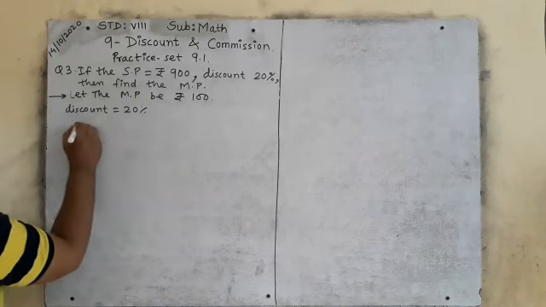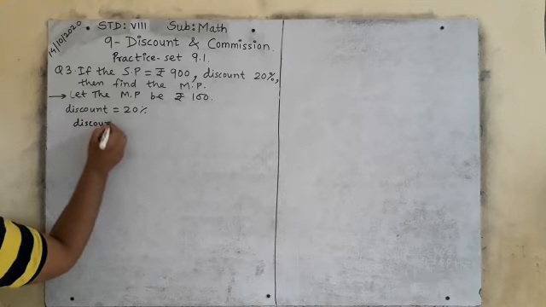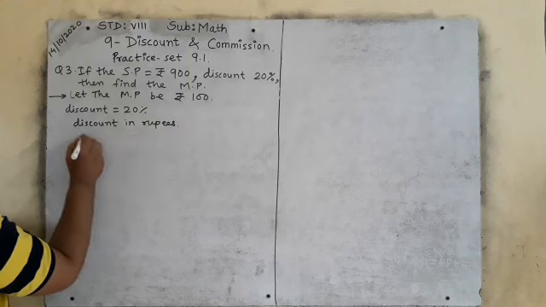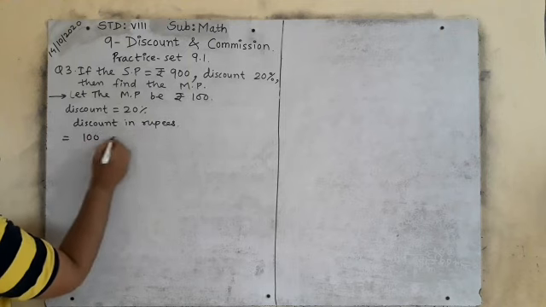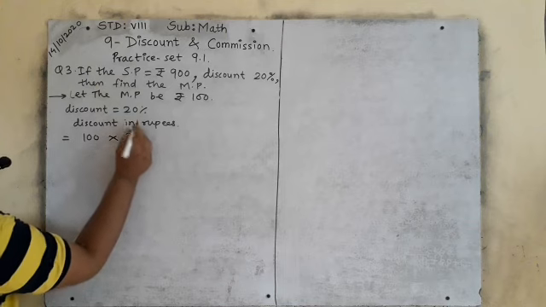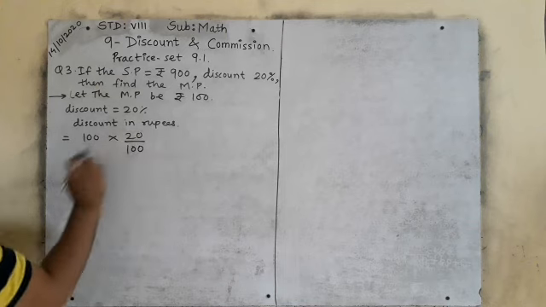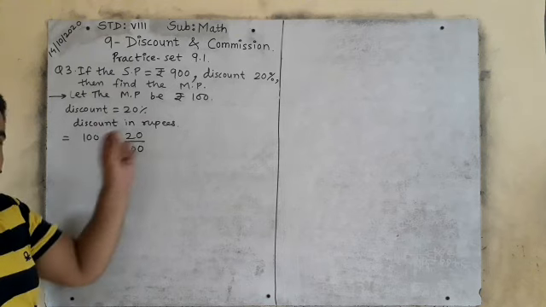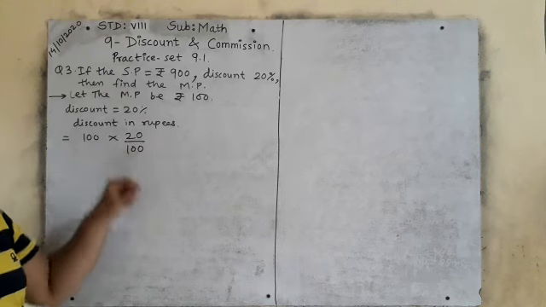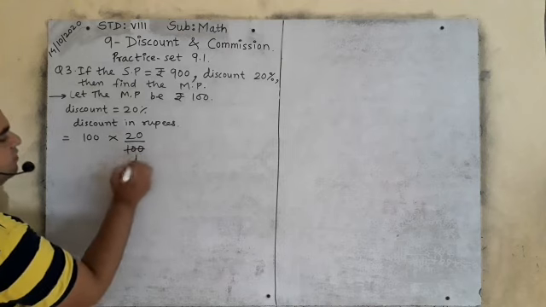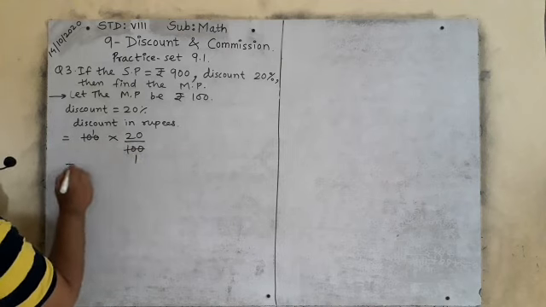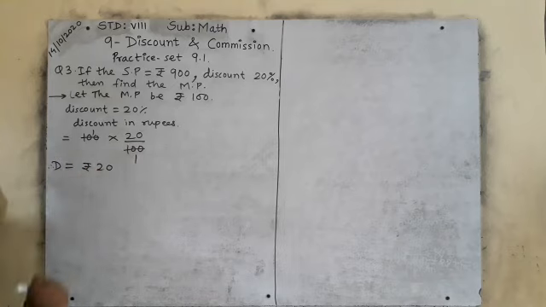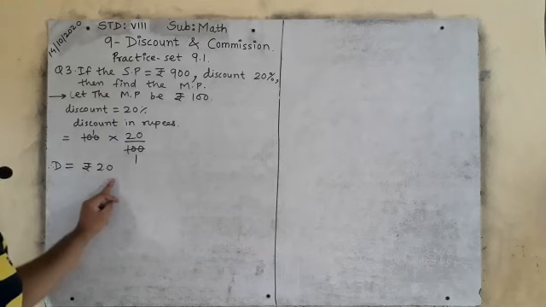So we will write discount in rupees. See, discount in rupees, that is mark price. Mark price is how much? 100 multiplied by discount. 20% means 20 upon 100, right? 30% means 30 upon 100. 40% means 40 upon 100. Now see this 100 ones are 100 cancel. So how much rupees will the discount be? The discount will be 20 rupees. Clear? The discount is rupees 20.